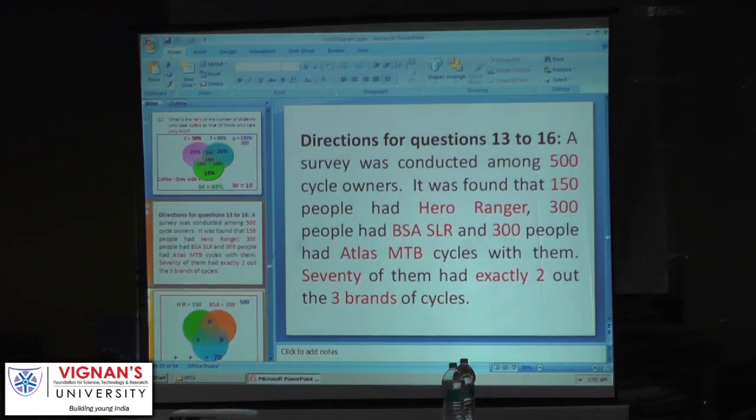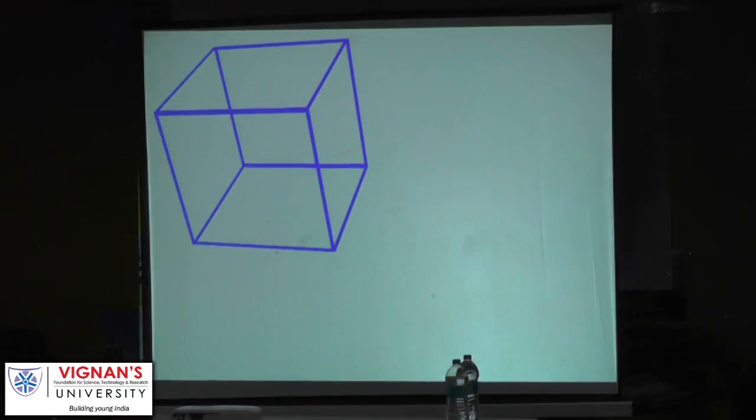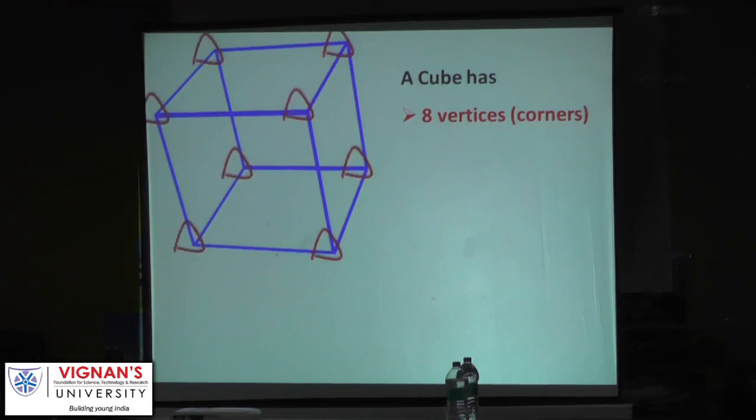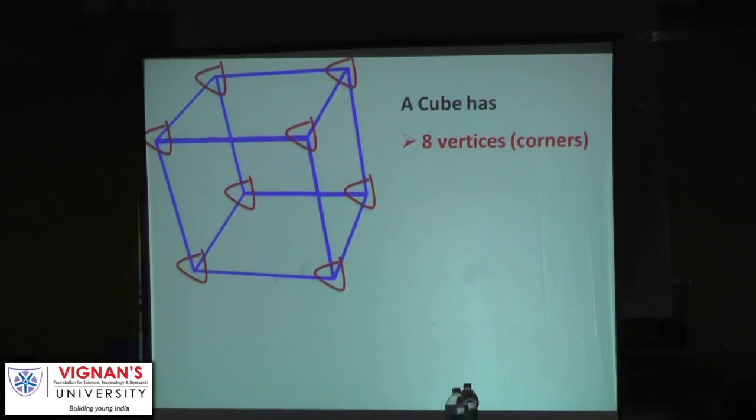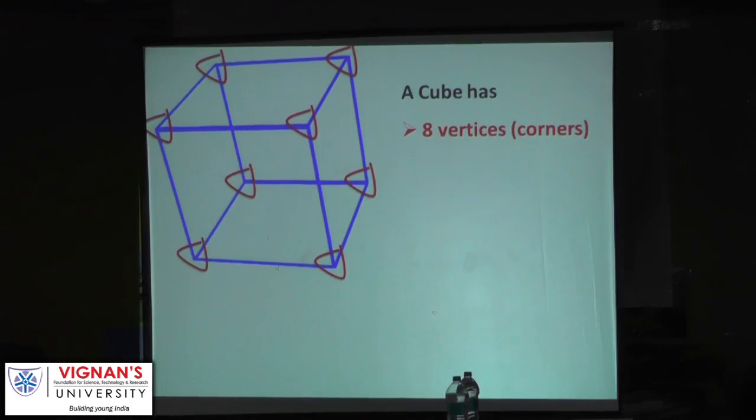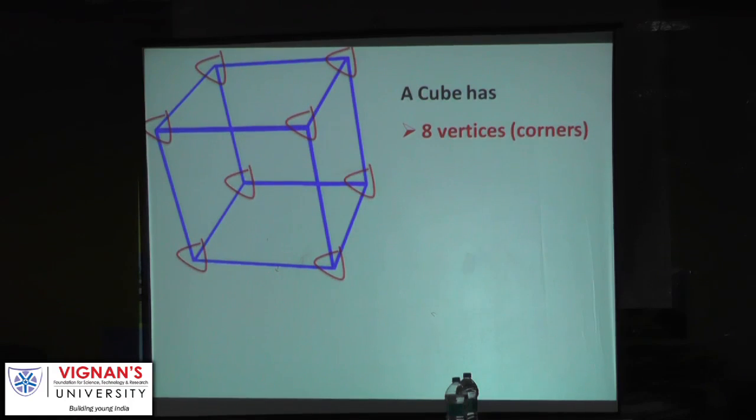Any doubts in the sheet? Good. A cube has, how many corners? Corners are vertices. Now, what else does it have?